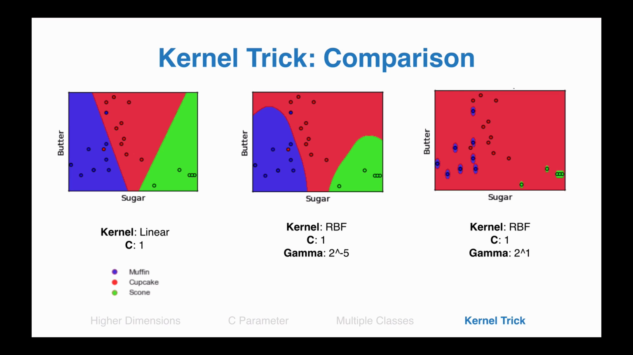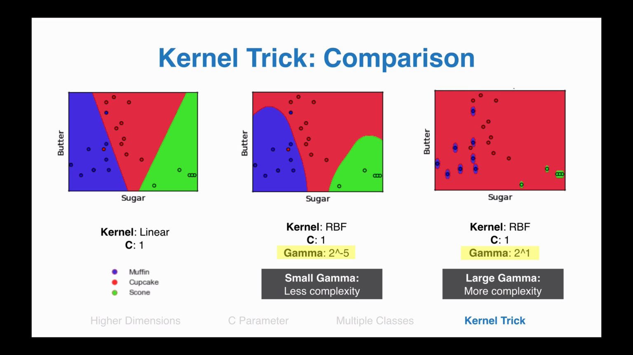On the left here, you have just our basic linear kernel, and I've set C equal to 1. And then the right 2 graphs are 2 more graphs with RBF as the kernel, and C is still equal to 1, but I varied the gamma here. I varied it from 2 to the -5th all the way to 2 to the 1st. And immediately you can see the difference between the two gamma values.